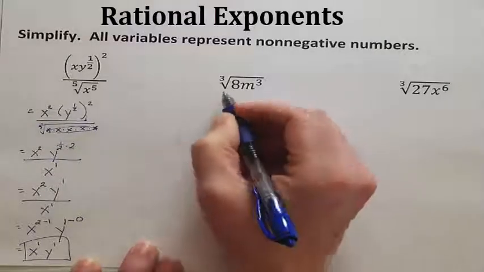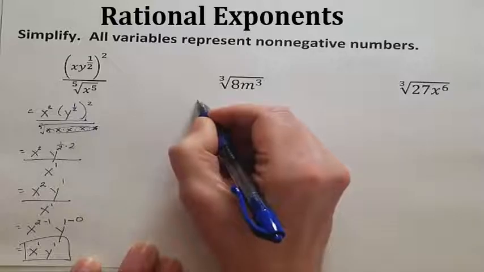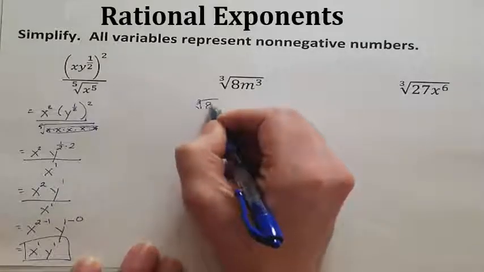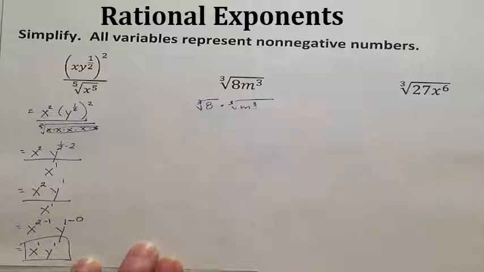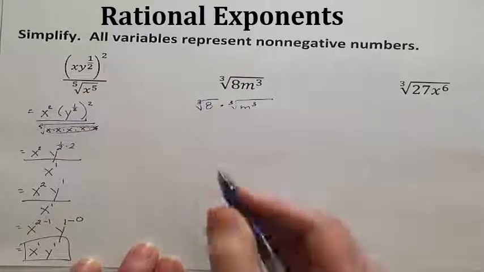So looking at our next one, I have the third root of both a number and a variable. So this is a number times a variable. I'm going to separate it. So I have the third root of the number multiplied by the third root of the variable. This way I know a method for dealing with numbers and I know a method for dealing with variables. So I'm going to split them up.